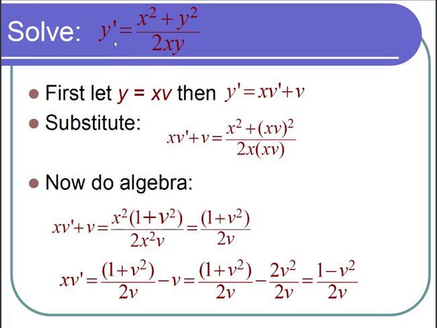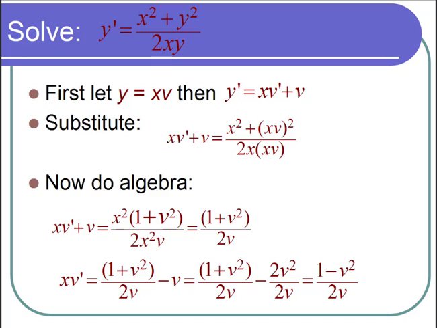So we look at the differential equation and we notice that x squared is of degree 2, y squared is of degree 2, and 2xy is of degree 2 because we get one from the x and one from the y. So each term is of degree 2. In particular, when every term is of the same degree, then we say that it's a homogeneous differential equation.